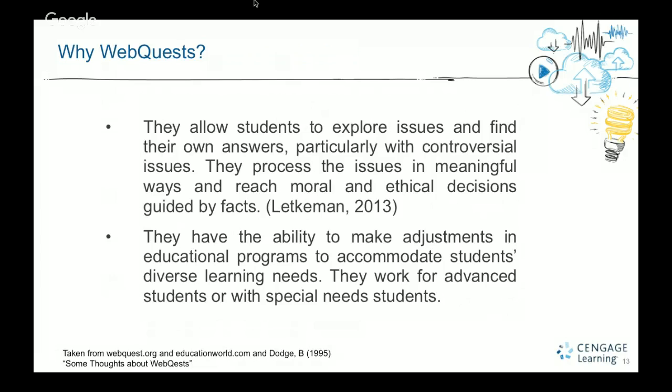So this, for advanced students, is useful because they're feeling that they are on track, that they are on rhythm. And with the special needs students, it lets them participate without being bullied, for example, in this case, or without being pressured and feeling uncomfortable. So this is why we want to use WebQuests.